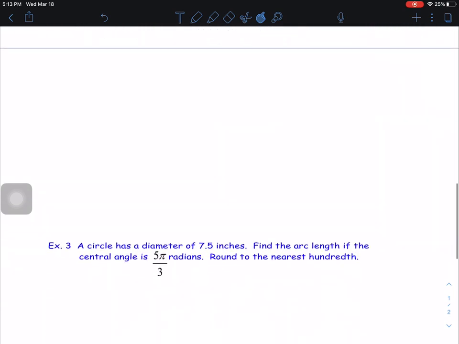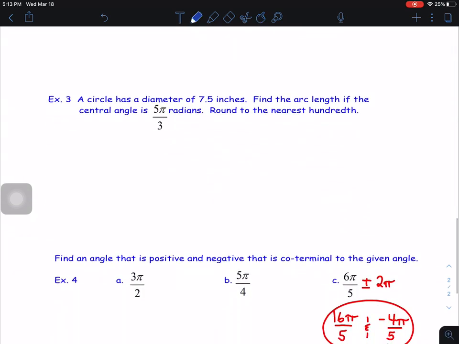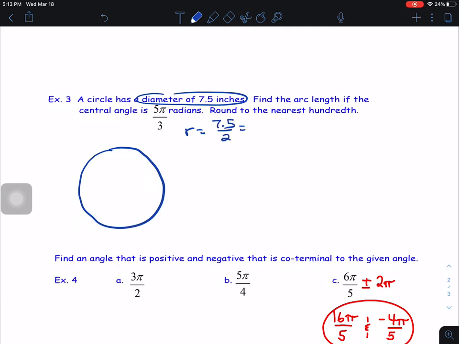Okay, all right, let's look at one more of these here. Okay, here we got another circle. Again, they're telling us the diameter is 7.5 inches. So if we want the radius, we need to divide the diameter by 2.